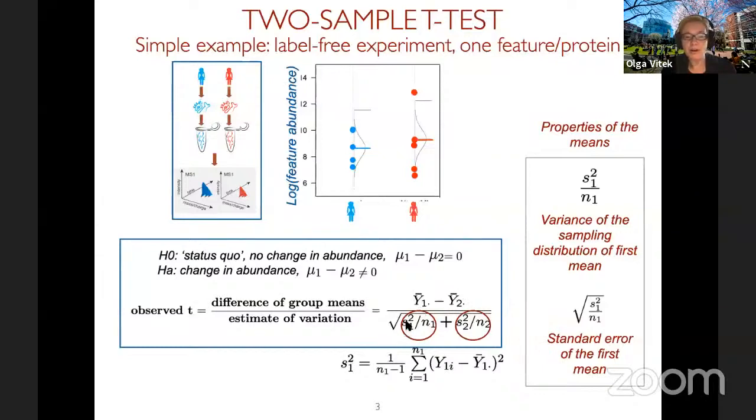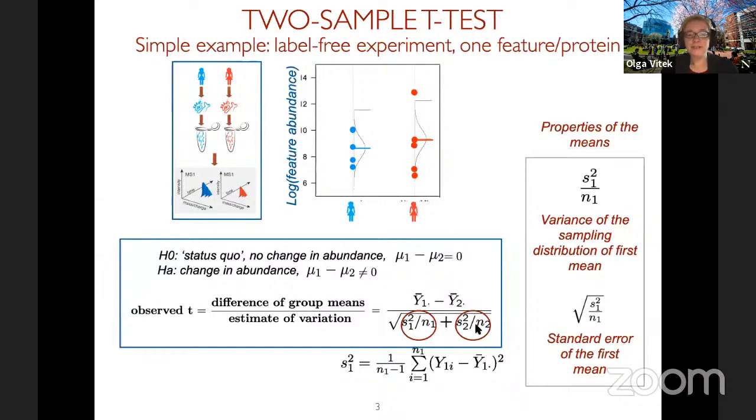So it has a component of the sample variability in each group, so how much variability we have in the healthy group and how much variability we have in the disease group. And it also has a component of the sample size, so how many replicates we have in each of the groups. So the square root of this ratio of sample variance divided by sample size is called the standard error of the mean. It will go closer and closer to zero as the sample size increases, and it characterizes the uncertainty in the mean of this group. Similarly, the square root of this ratio characterizes the uncertainty in the mean of the second group. So put together, this is the uncertainty in the difference between the means.